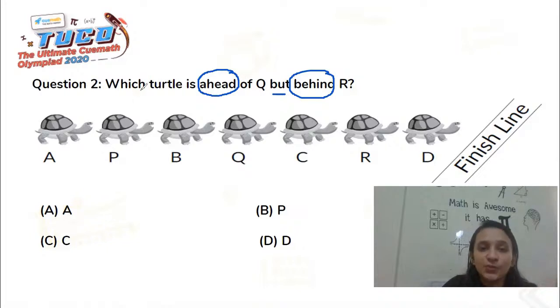So it says which turtle is ahead of Q, that is in front of Q. So we see that turtle C is in front of turtle Q, but behind R. So behind R is, again, as we can see, this is R, in front of R is turtle D, and the turtle which is at the back of turtle R is turtle C again. So the answer to this question clearly becomes option C, which is turtle C.